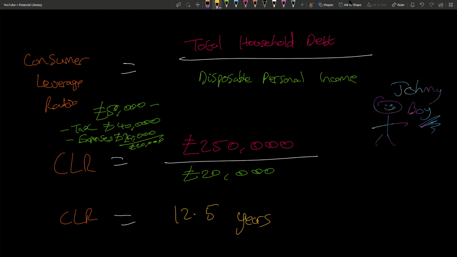So that's the consumer leverage ratio. You could adapt it to just one type of consumer debt. Maybe in this scenario I was talking about the mortgage being his only expense, but you could apply it just to mortgage or just to student loan or to a loan on a TV or some furniture, for example. So that's the consumer leverage ratio.